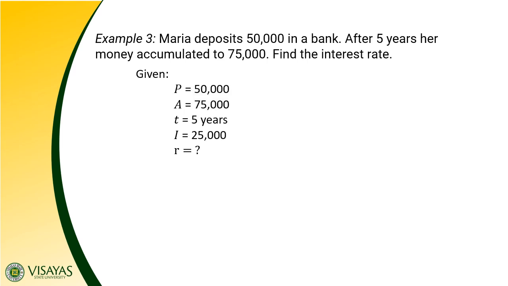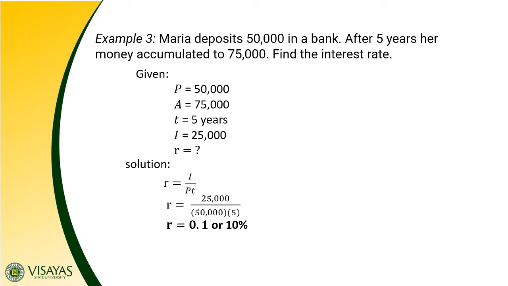And again, let's start with the given. P is 50,000. A is 75,000. T is 5 years. And I is 25,000. And yung R is yung unknown. Okay? And to find the R, let's use the formula R is equal to I over the quantity P times T. Then substitute. I is 25,000.